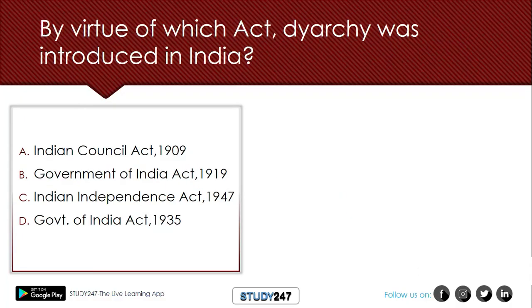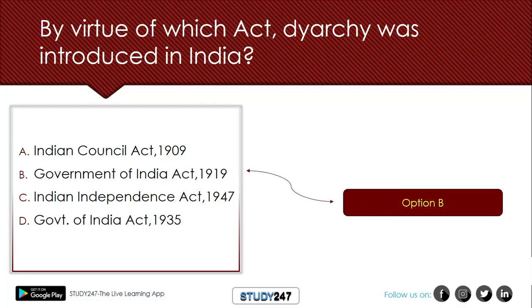Next. By virtue of which act, dyarchy was introduced in India? Option A. Indian Council Act 1909. Option B. Government of India Act 1919. Option C. Indian Independence Act 1947. Option D. Government of India Act 1935. So, the correct answer is option B. Government of India Act 1919.